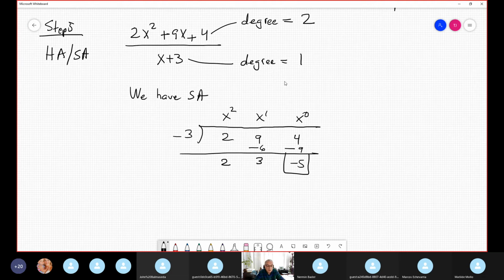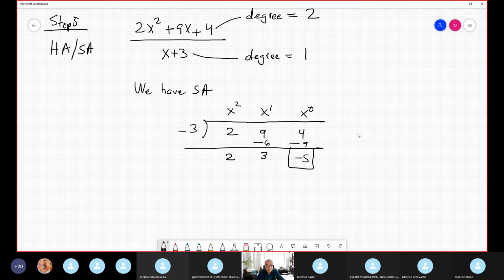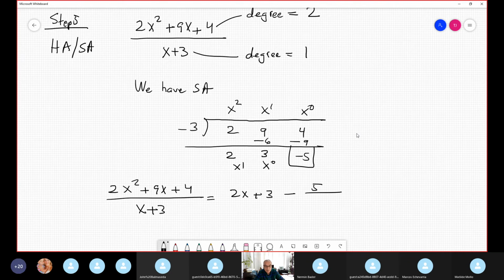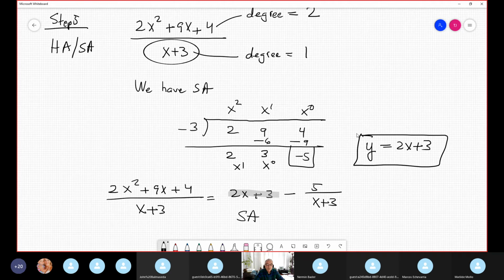Therefore, using this transformation, I conclude that 2x squared plus 9x plus 4 divided by x plus 3 is equivalent to the following. The quotient is 2x plus 3, minus 5 divided by the divisor, which is x plus 3. I can see clearly that this part represents the slant asymptote. So the slant asymptote is the line y equals 2x plus 3. Okay?